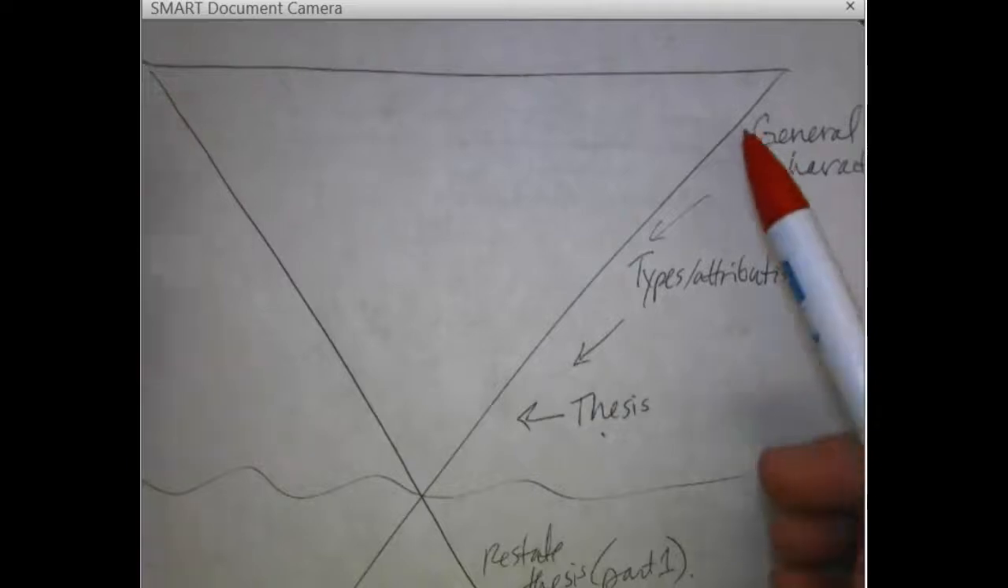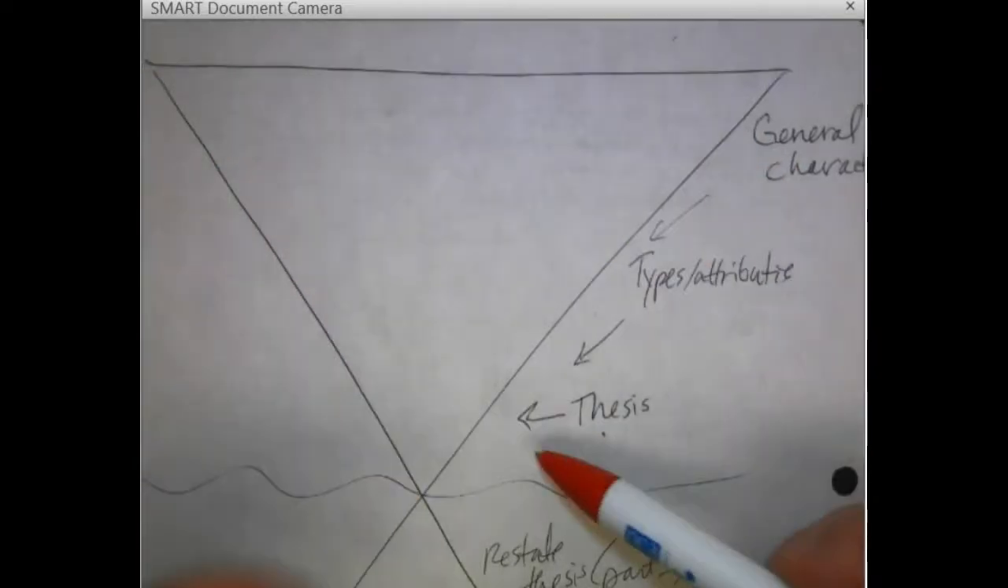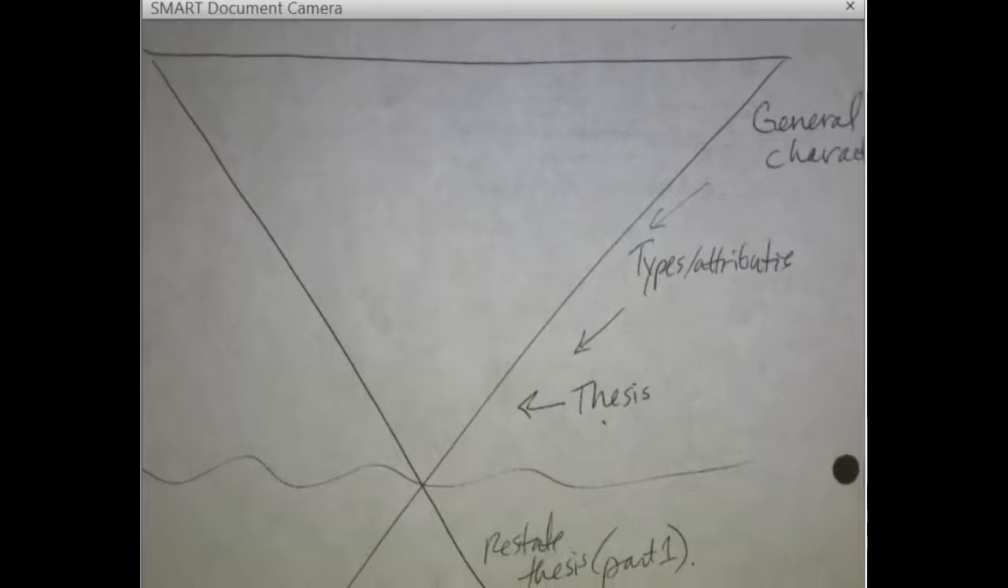So think similarities in general, like what's the point of them, and narrow that down. We're here to help. If you have questions, come ask.